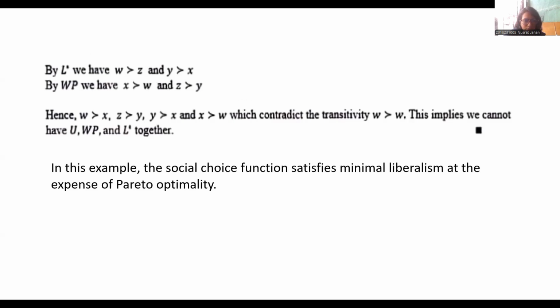Can you see the screen? Yeah, sure. I can see that. Okay.